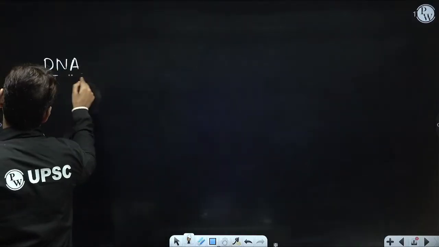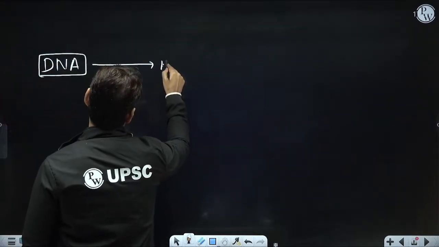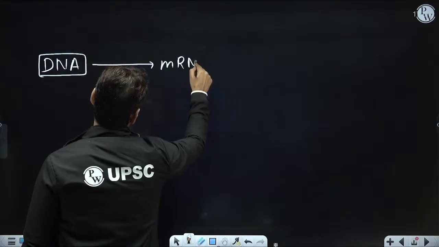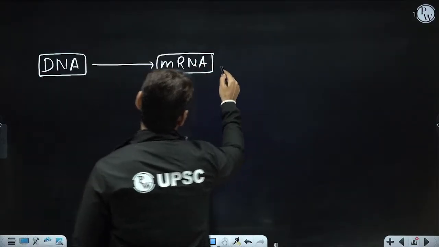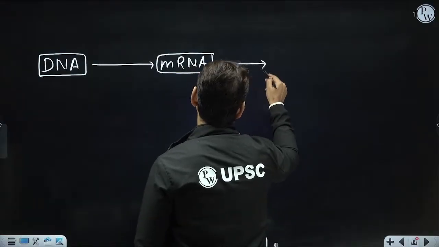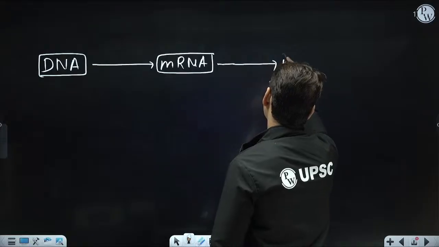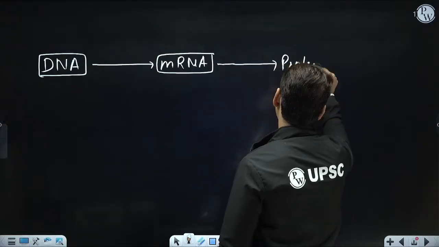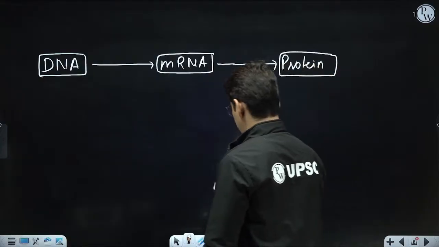This is what the DNA is. And DNA gives information to messenger RNA. What is that? Messenger RNA. And this RNA gives information to the ribosome, and the ribosome will make what? It will make protein. So DNA to RNA, RNA to protein, right?